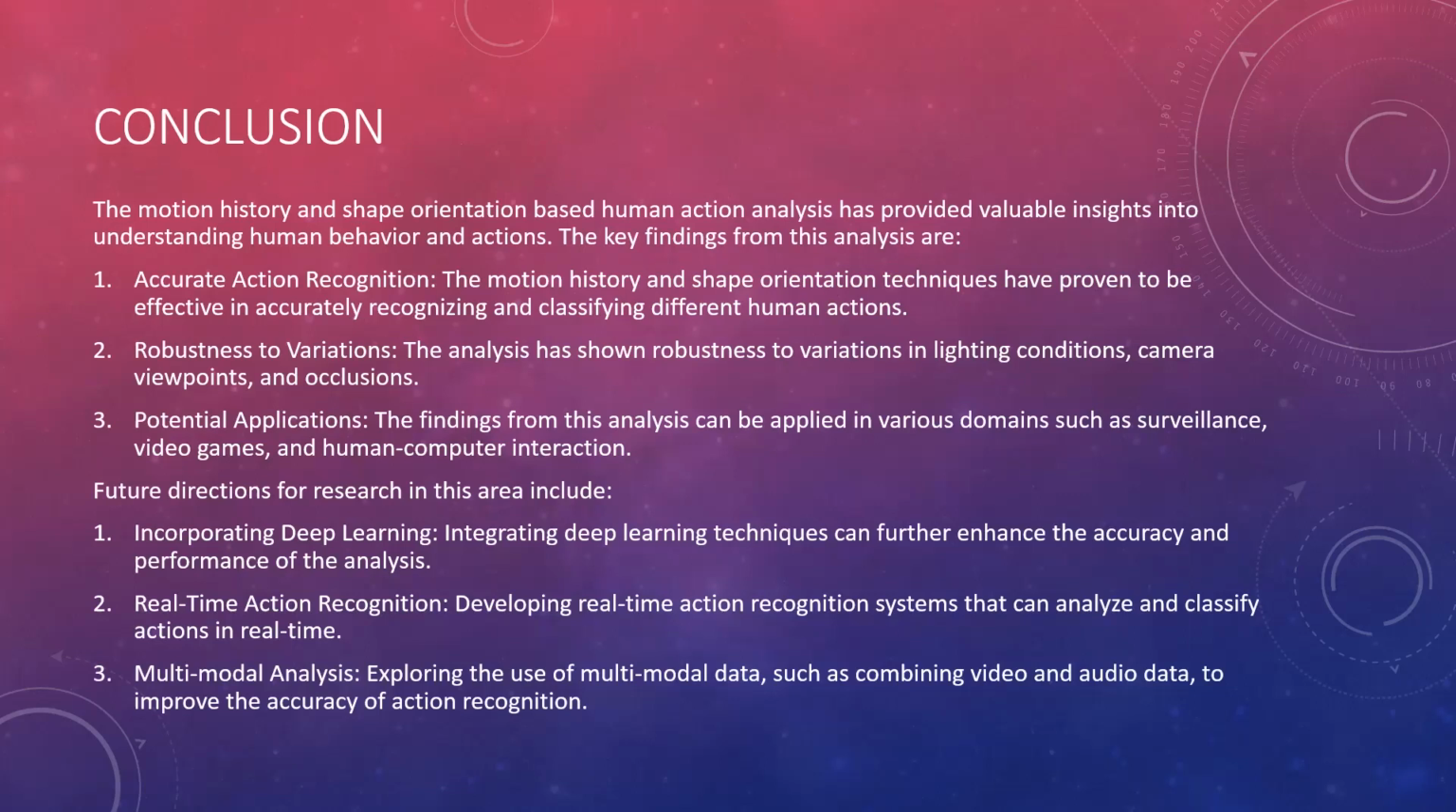Conclusion. The motion history and shape orientation based human action analysis has provided valuable insights into understanding human behavior and actions. The key findings from the analysis are accurate action recognition. The motion history and shape orientation techniques have proven to be effective in accurately recognizing and classifying different human actions. Robustness to variations. The analysis has shown robustness to variations in lighting conditions, cameras, viewpoints, and occlusions.